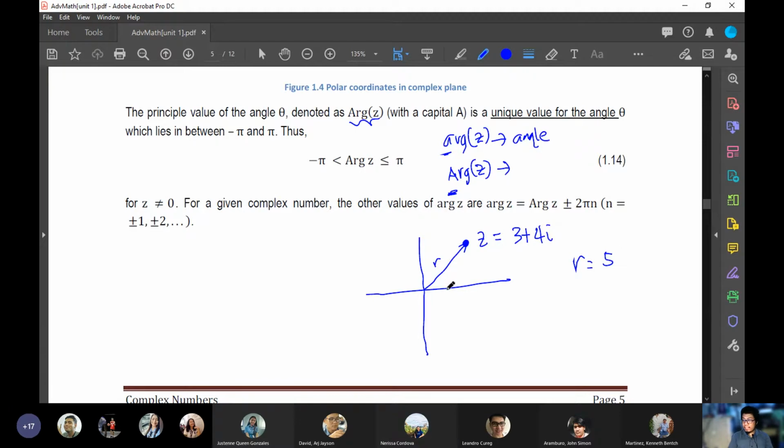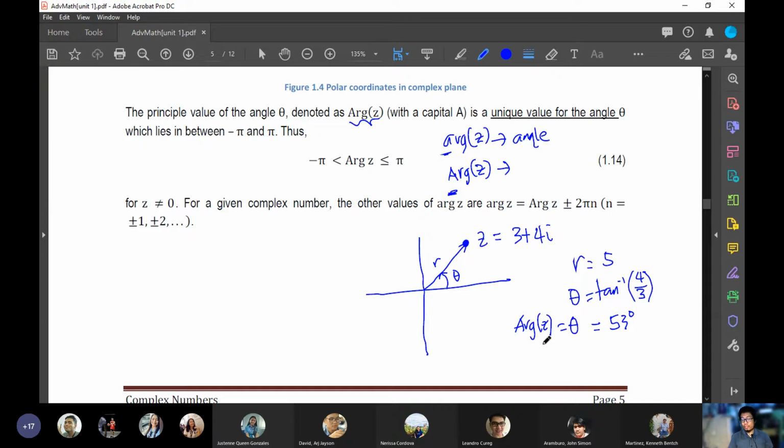Now, this angle, what's the principal value of that angle? It should be computed as the arc tangent of 4 over 3. And this would be equal roughly to approximately 53 degrees po, sir. 53 degrees. Okay. But take note, so this is the principal angle. We call this the principal argument of Z.